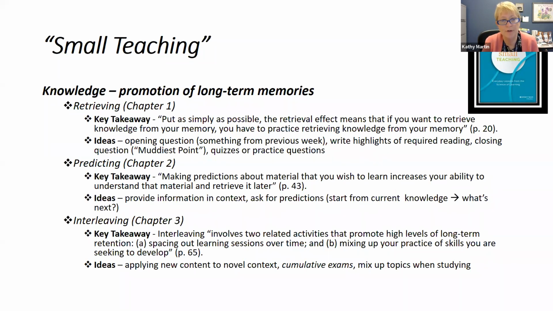The third chapter talks about interleaving, and interleaving is a strategy that involves mixing up topics, mixing up teaching and learning strategies, spacing learning over time rather than blocking learning and practicing of information in a big block. Like today, I'm going to study one topic, making sure to bring forward information from previous classes to this current class. Sometimes we call that scaffolding.